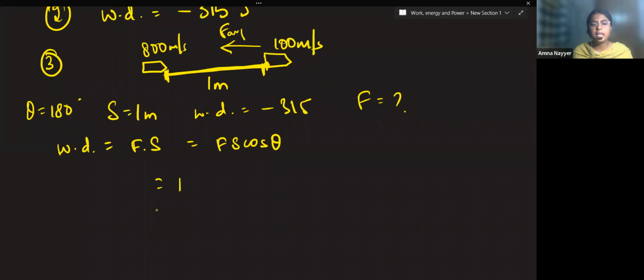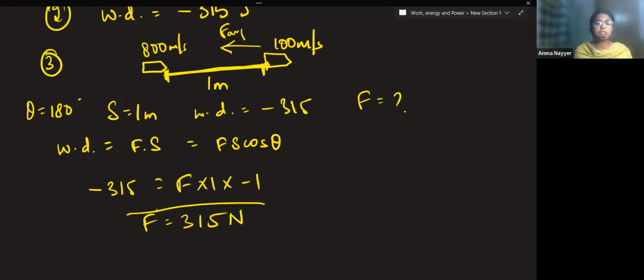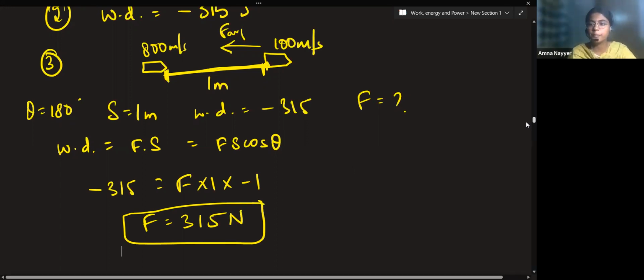That makes it F into 1 into minus 1. Cos 180 degrees is minus 1, so it is minus 315. So minus minus cancels, force becomes 315 Newton. Use, connect all the relations that you have studied. All right, quickly note it down.